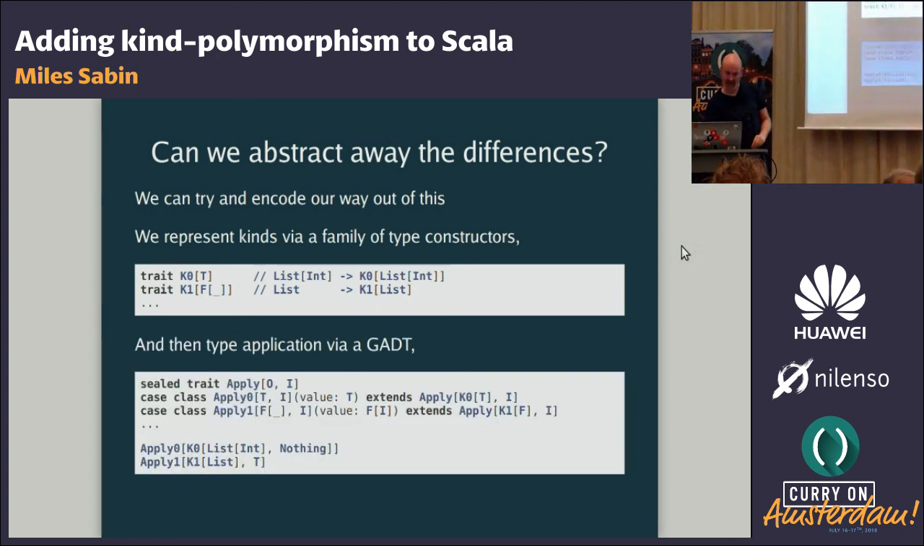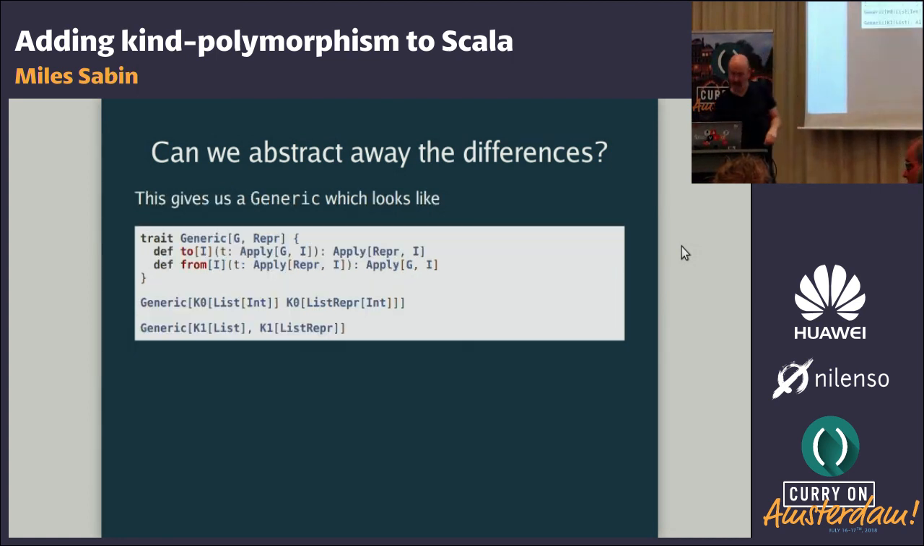If we go back, once they're fully applied. So in both of these cases, the first type argument to generic is going to be a type of kind star. So K1 of list is of kind star. K0 of list of int is also of kind star. Does that make sense? You look worried.